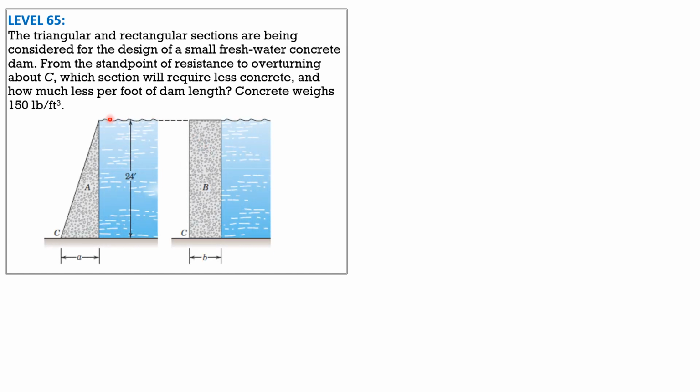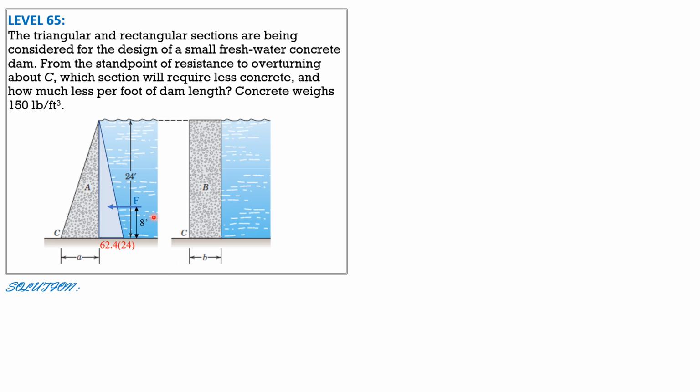So here's the given situation. We have a triangular dam and a rectangular dam. The pressure distribution for both is the same because the depth of water is the same. So for part A, the pressure here is 62.4 pounds per cubic foot times depth 24. That's the pressure. And the force F is acting 1/3 of 24 because the pressure distribution is triangular. 1/3 of 24 is 8 feet from the base.